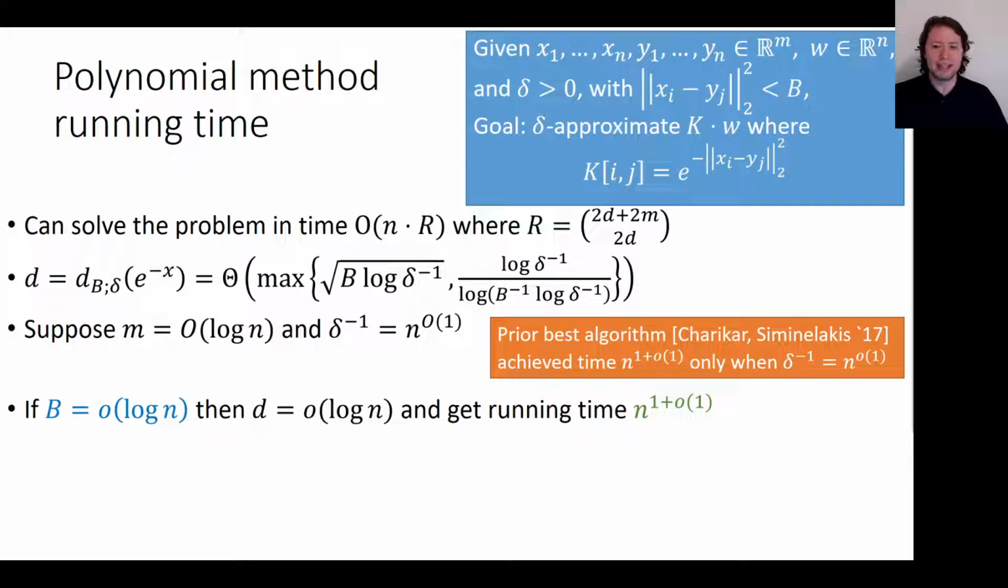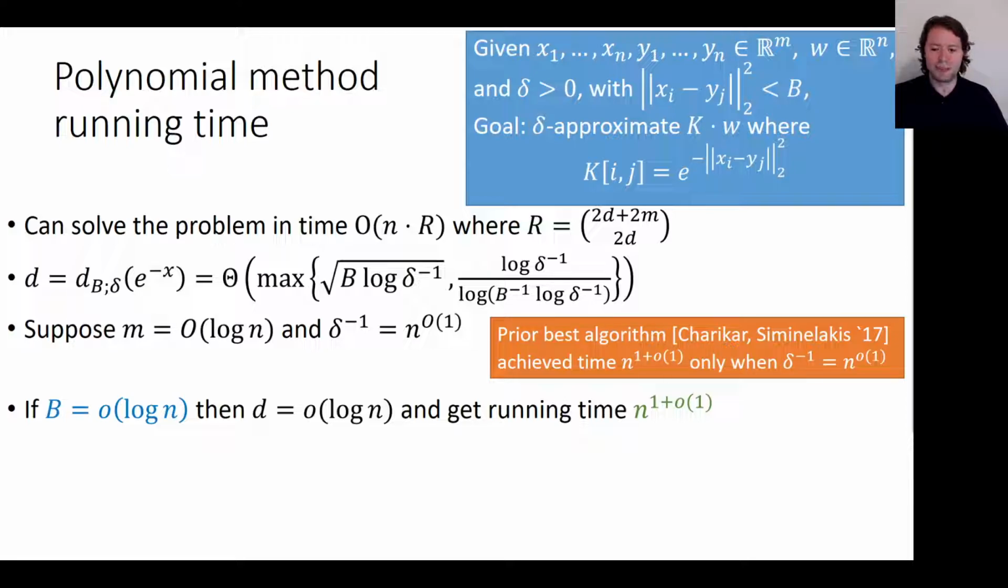And interestingly, this really did have to use our new improved degree upper bound. So we used the fact that we were able to improve the upper bound with this denominator, because without it, the degree would have been theta of log n, and we wouldn't have gotten such a fast running time.